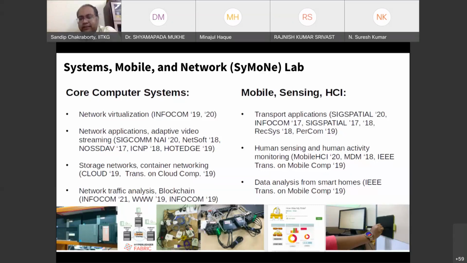And on the mobile sensing and HCI front, we are working on developing different kinds of smart transportation applications, human sensing and human activity monitoring, and data analysis from the smart home, building different kinds of innovative sensing systems and HCI-based platforms. So these are the broad areas where the group is currently working.